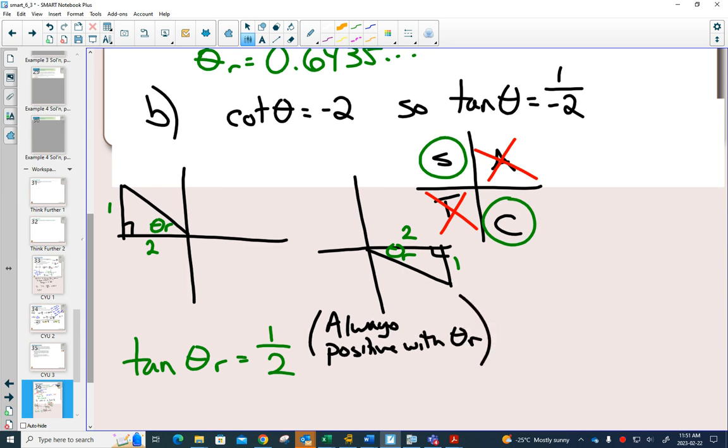Little reminder, this is a common mistake. When you see tan theta equals -1/2, people want to find their reference angle with -1/2. When finding the reference angle, we're always dealing with positive values because you're going back to grade 10 math and you're thinking, I have an actual triangle with actual lengths.